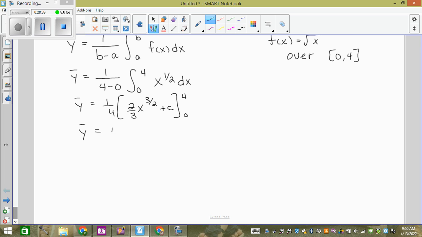So we get y bar equals 1/4 times 2/3 times 4 to the 3 halves, minus 2/3 times 0 to the 3 halves. 4 to the 3 halves is 2 cubed, which is 8. 8 times 2 is 16 over 3. So I get 1/4 times 16 over 3, which is 4/3.